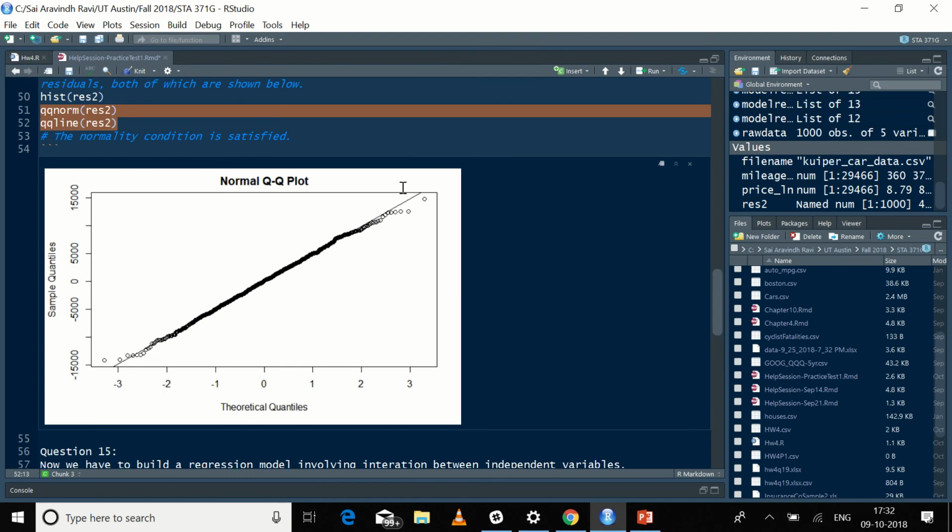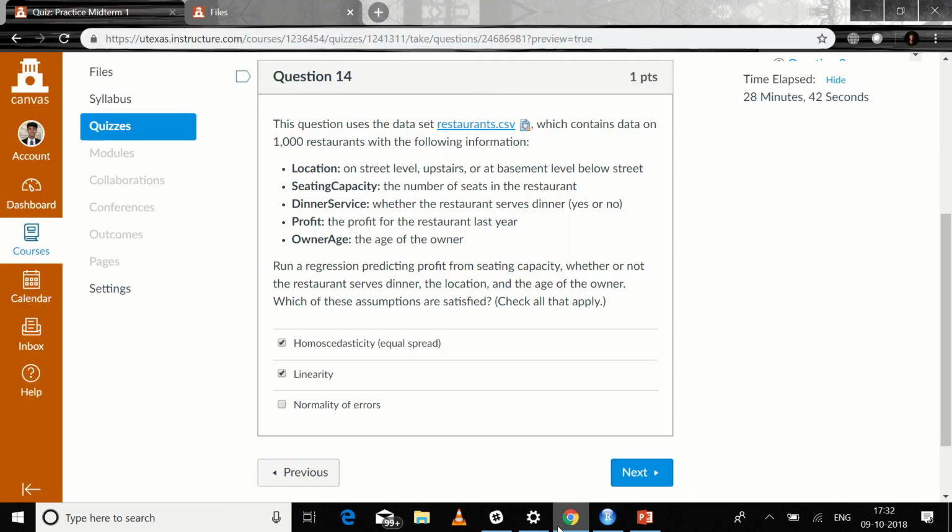Okay, you can see that here as well. The reference line and the points nicely align with each other. So I can say that this data is from a normal distribution. So normality of errors also holds good. Questions?